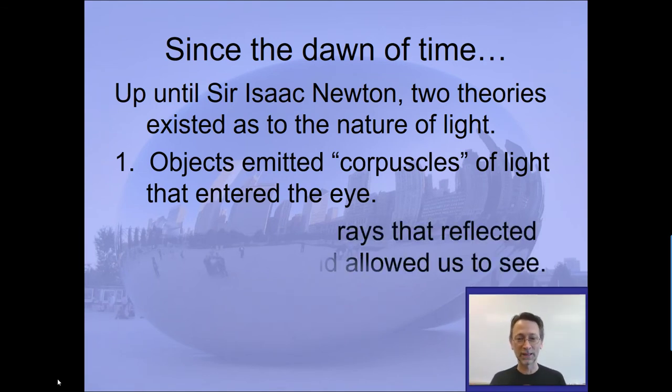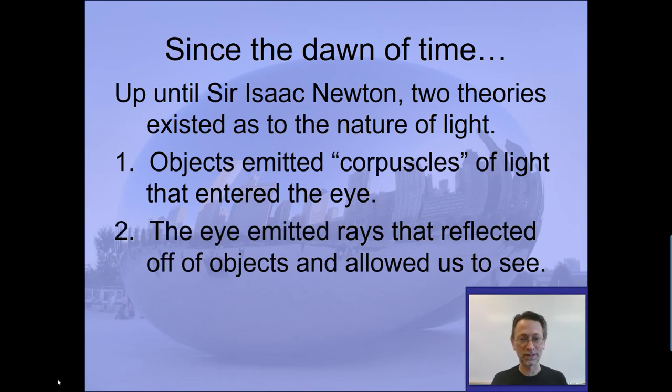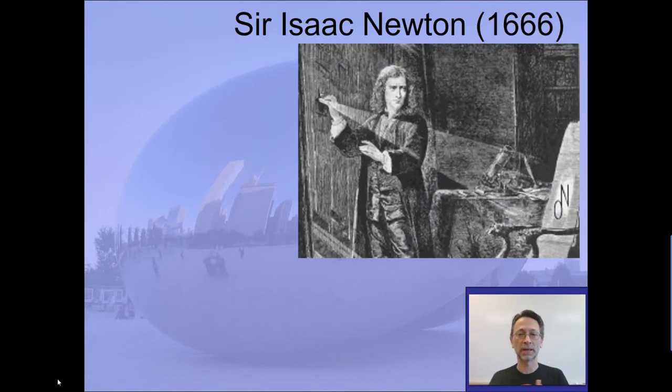Well, the second idea, which is not necessarily any crazier, is that your eyes emit these rays and the rays reflect off of the object, and that's what allows you to see. Picture Superman with the X-ray vision and the laser vision. So one of those two things: either the objects are emitting these corpuscles or your eyes are emitting these rays and your rays are catching those back again.